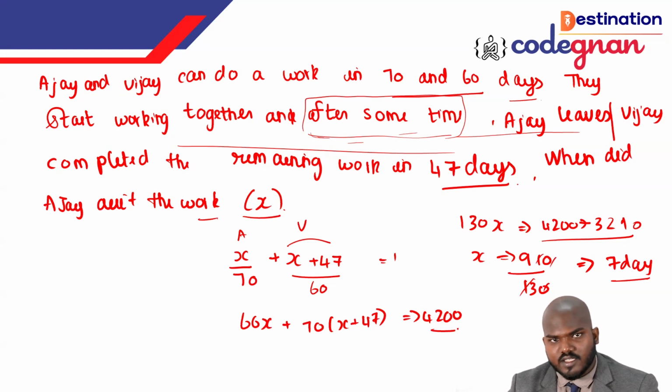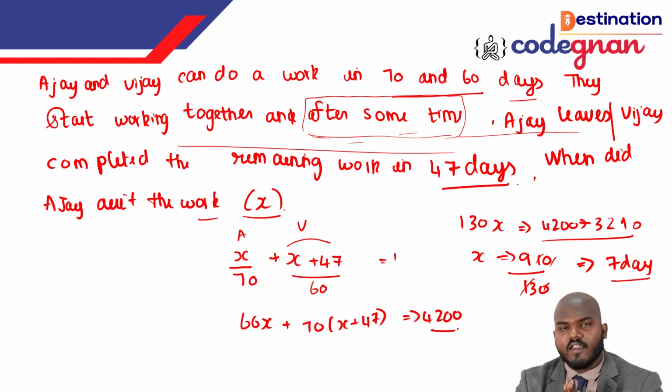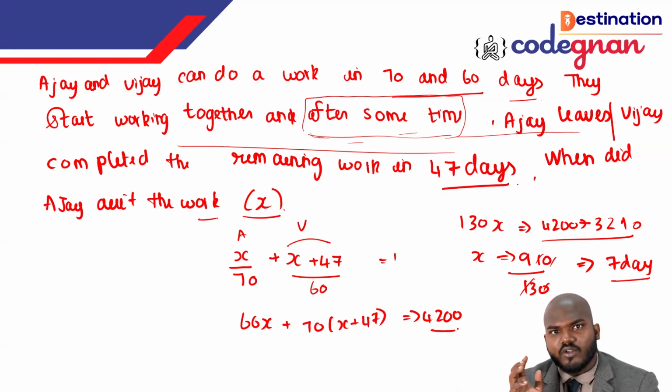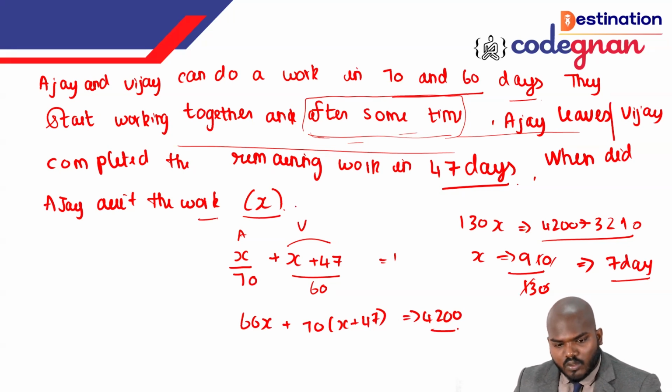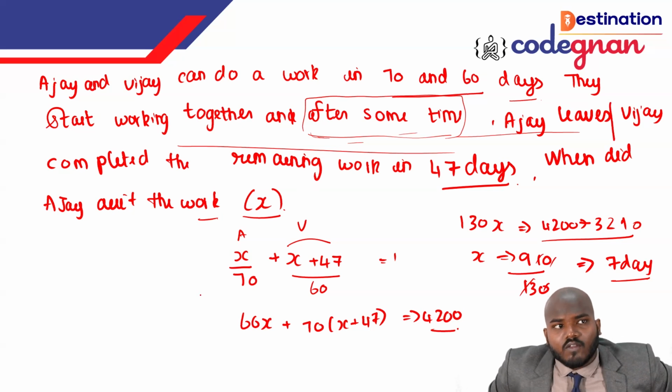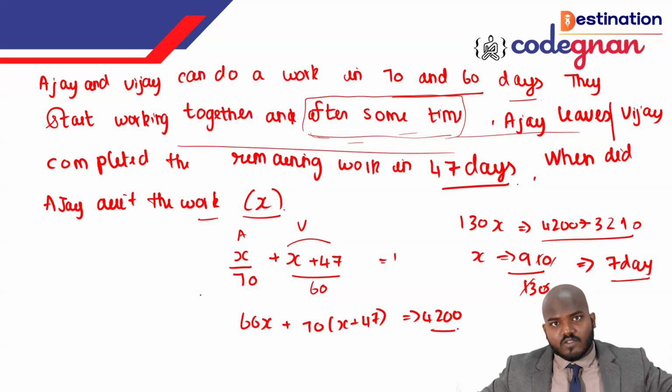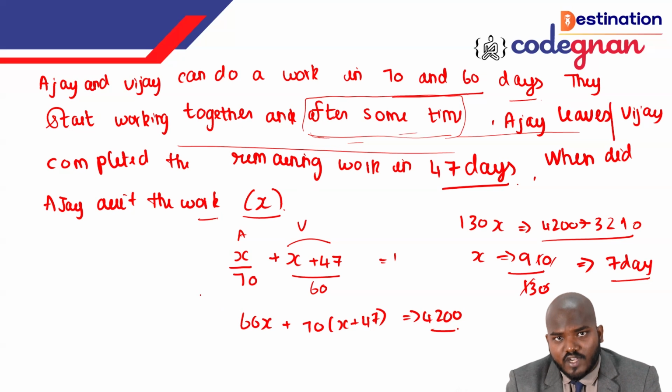Okay, after how many days did Ajay quit the work? That is the thing they are asking, right? So we can call Ajay's days X. How many days he worked, I don't know, so I'm calling it X. Ajay's 1 day work is equal to 1 by 70, so I can call it X by 70. We just want to find out how many days he completed the work. That is the only task here.